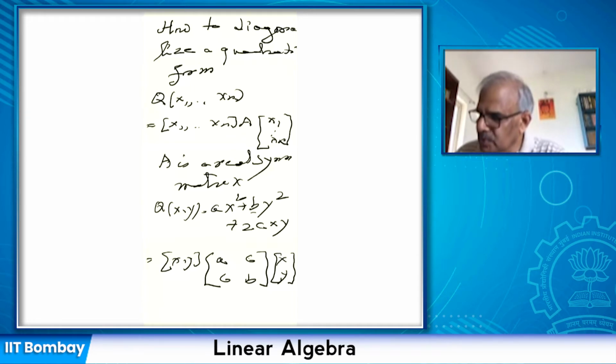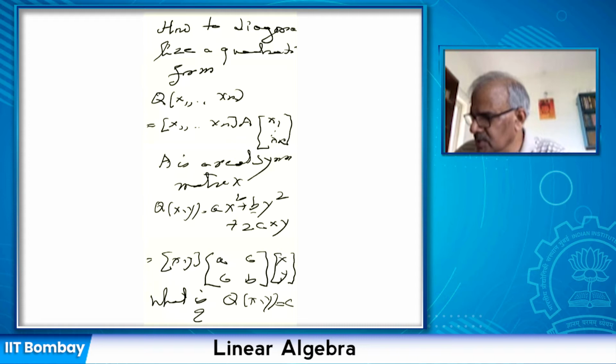Our purpose is to understand what is the locus of this equation. What is Q(x, y) equal to some constant c? What is the shape of this curve? And similarly, we can think of an equation in three variables and ask what is the shape in dimension 3. It will be represented by some surface. And we can talk about ellipsoids, etc., even in higher dimension sphere.